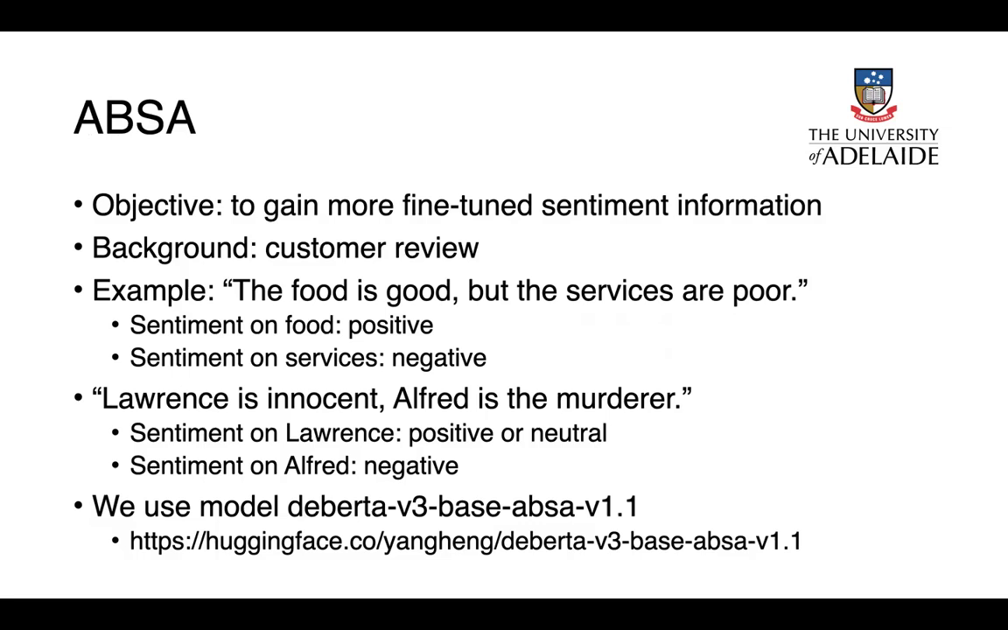The model we use is a pre-trained model published on the Hugging Face platform. It is a neural network trained on several ABSA datasets. The input is the text and the aspect, and in our case, the aspect is a character's name. The output is sentiment scores.